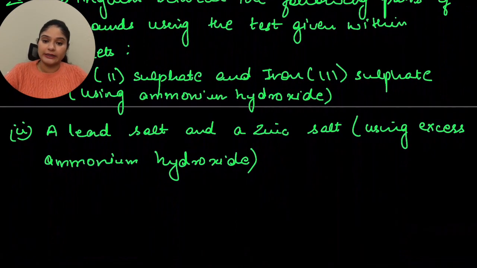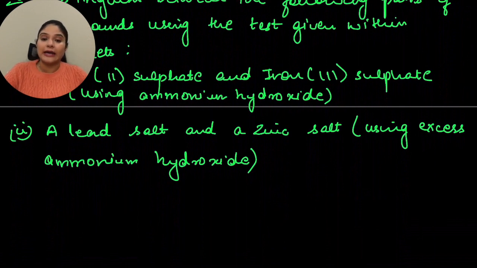Then the next question is lead salt and zinc salt. So one important thing is that lead and zinc salt, both of them with ammonium hydroxide, will give you a white PPT. But in the brackets, that is the reason they have specifically mentioned that we need excess of ammonium hydroxide. So when you're using excess of ammonium hydroxide, the white PPT that lead will produce will be insoluble, whereas the white PPT that zinc will produce will be soluble in excess of ammonium hydroxide.